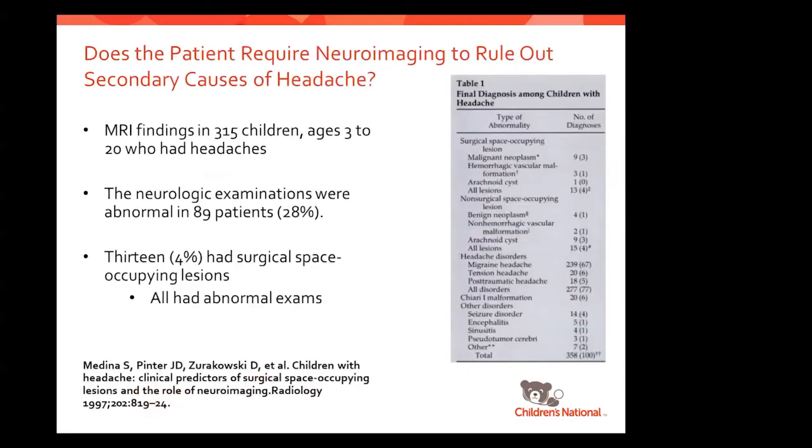This is the study that found all the tumors. Of all those studies in the meta-analysis, the Medina study from 1997 is where the majority of those were. These are 315 children who had MRIs, between 3 and 20 years of age. They all had headaches. 28% of them had something abnormal on their exam. And you could argue only those 28% should in fact be imaged based on what this study proved, which is only 13 of those 315 children had anything that was a surgical space-occupying lesion, meaning a malignant neoplasm, a vascular malformation, in one case an arachnoid cyst that needed an operation. But every one of those kids had an abnormal exam, so it's all about the exam.